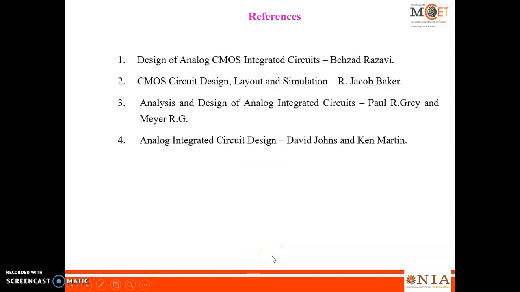Next we will see the books that you should refer to for this subject. The first one is Design of Analog CMOS Integrated Circuits by Razavi. The second one is CMOS Circuit Design, Layout and Simulation by Jacob Baker. The third one is Analysis and Design of Analog Integrated Circuits by Gray and Meyer. And the last one is Analog Integrated Circuit Design by David Johns and Ken Martin. You can utilize any one of these books to enhance your knowledge, particularly in analog CMOS integrated circuits.